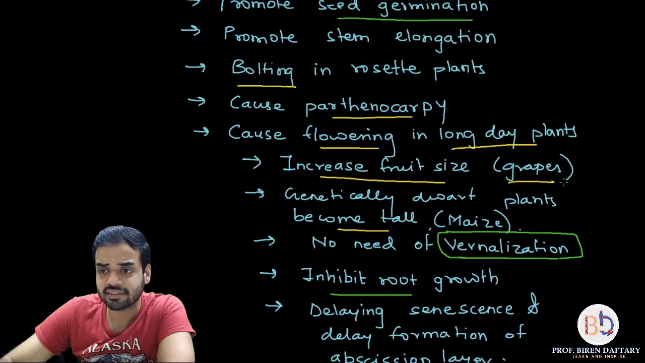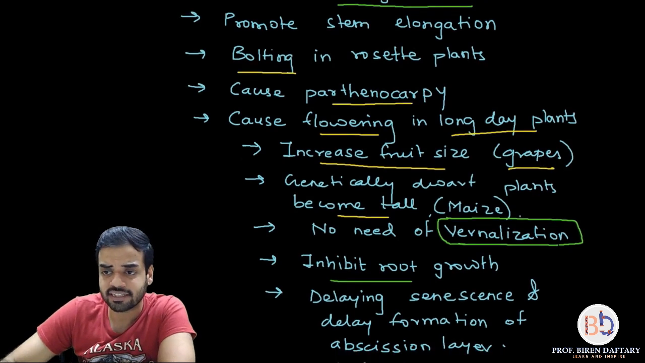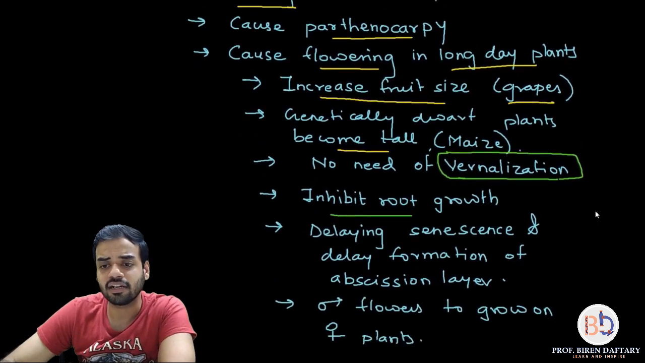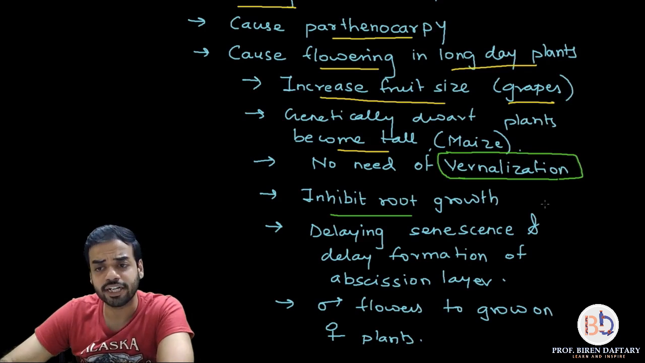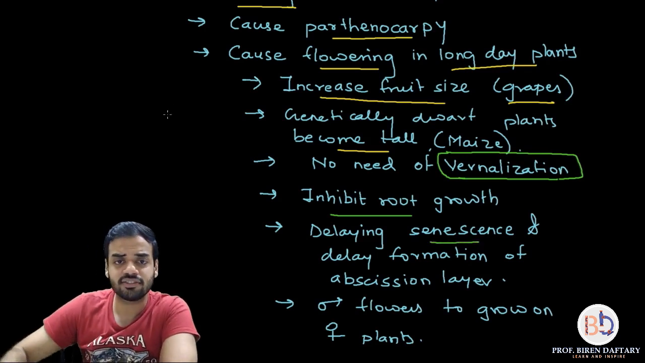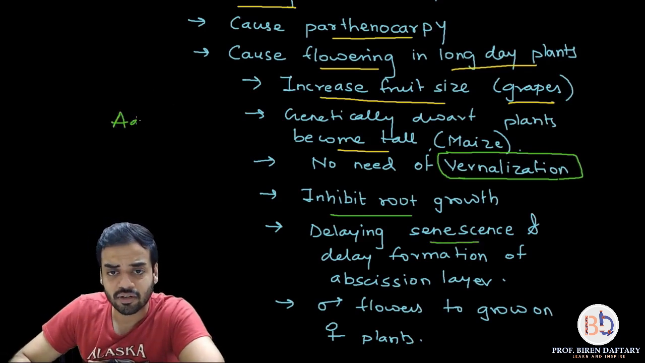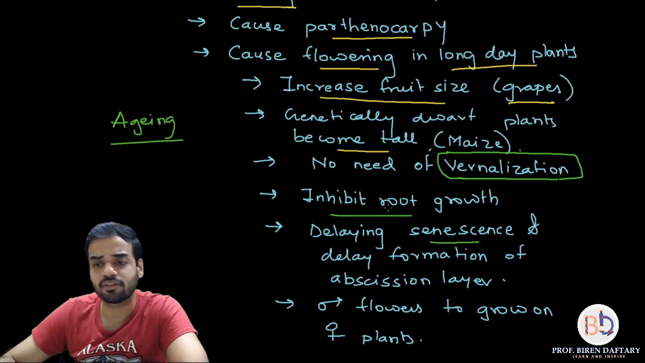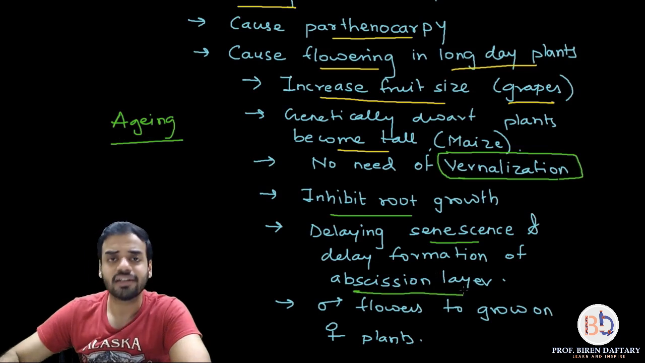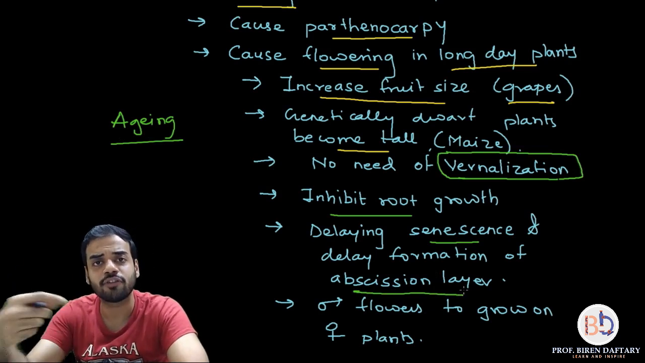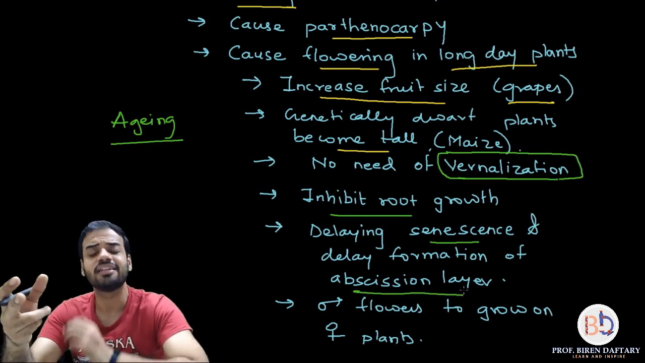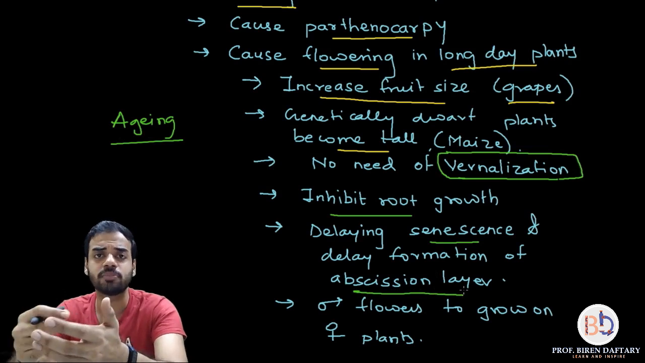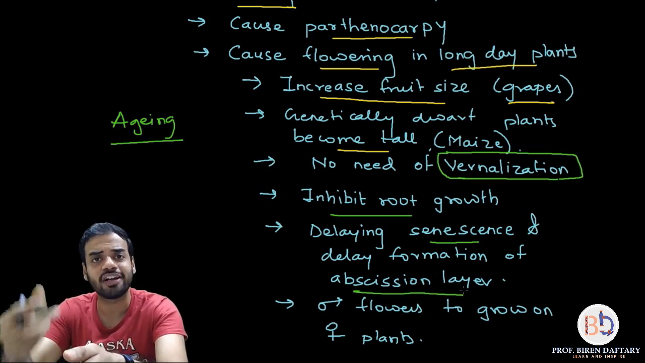Next point is it helps in delaying of senescence and abscission layer. So what is senescence? I have already told you this. Senescence means aging. Aging or dying of the plant is called senescence. And what is the meaning of abscission layer? That is the layer which becomes weak and it falls off from the plant. Yesterday I had given you the example of leaves becoming yellow and falling off. That layer is called abscission layer.